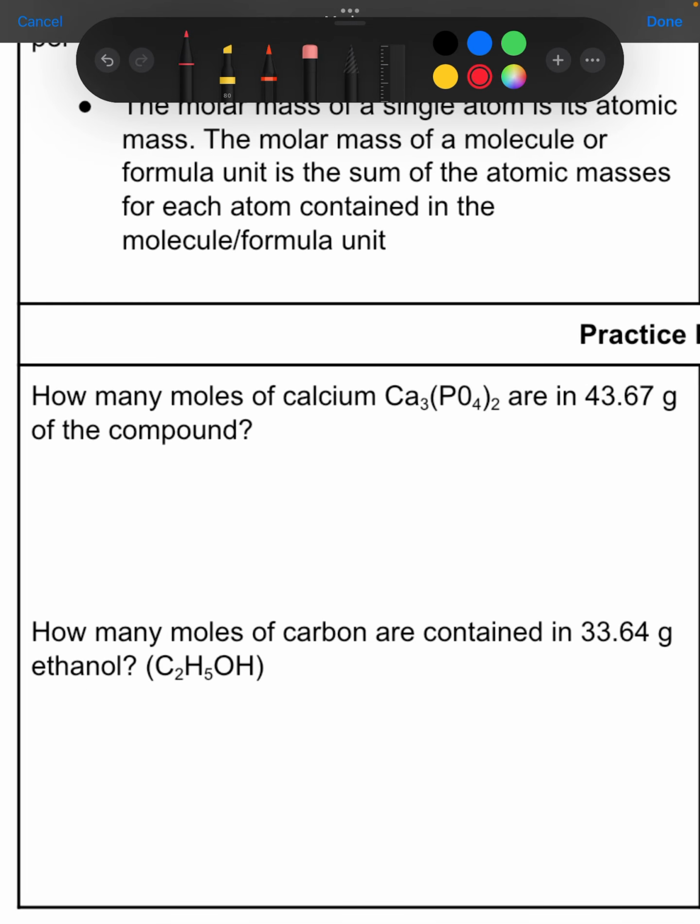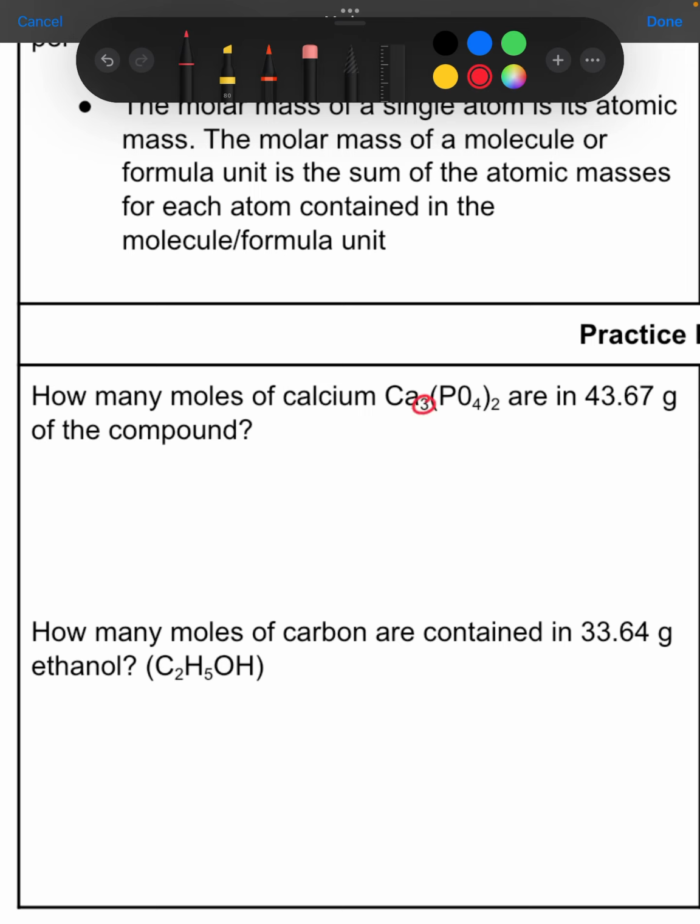This practice problem states: how many moles of calcium phosphate are in 43.67 grams of that compound? Before we do anything else, before we start setting up a conversion, we know that we are going to have to figure out the molar mass of this particular compound. So let's do that real quick.